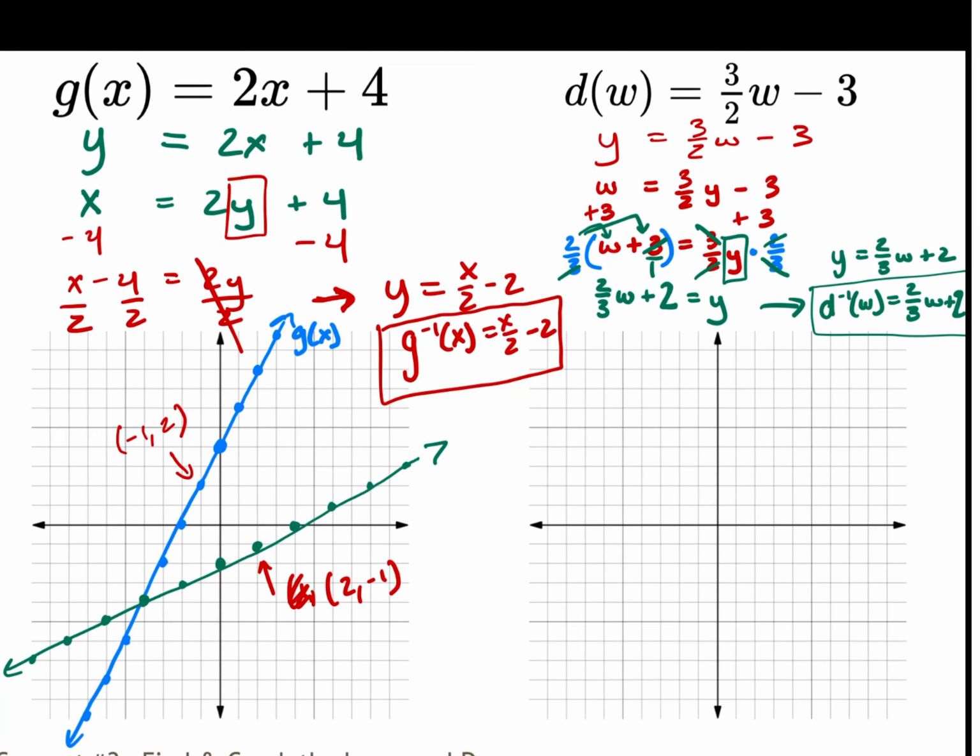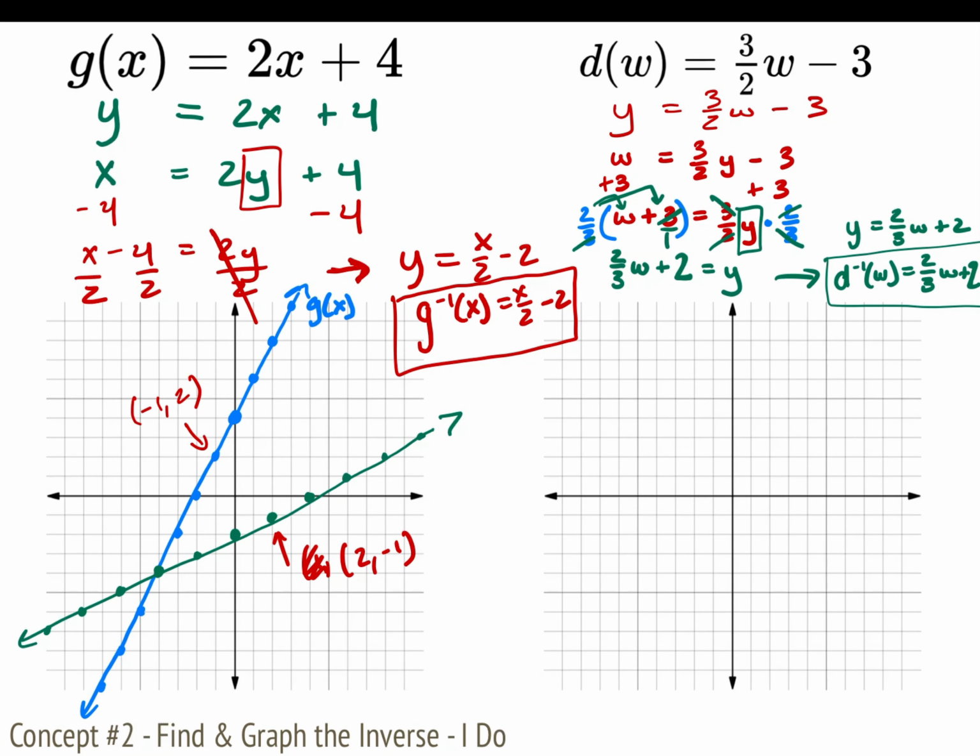Now again, both of these are in slope-intercept form, so I'm going to graph them. D of w has a slope of 3 over 2 and a y-intercept of negative 3. So I'm going to plot that negative 3, and I'm going to go up 3, over 2, up 3, over 2, up 3, over 2, up 3, over 2, do it in the inverse direction so that I can get a line all the way through. Okay, so that is d of w.